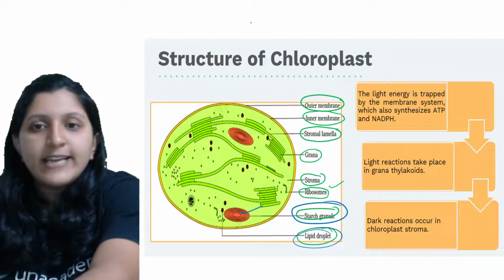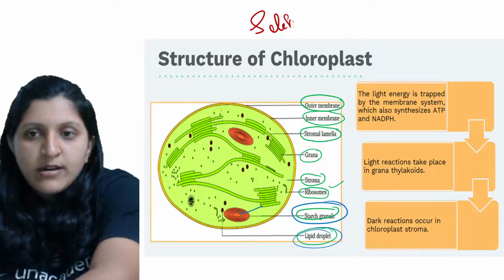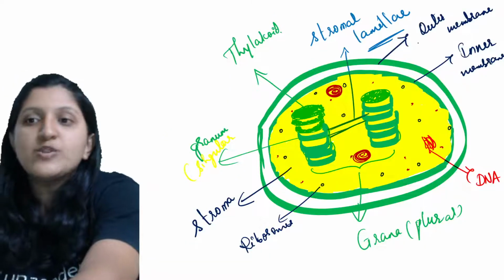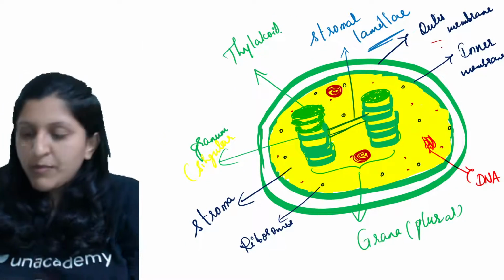In the Selena textbook, the structure of chloroplast which is mentioned, there only the outer membrane and an inner membrane are mentioned.